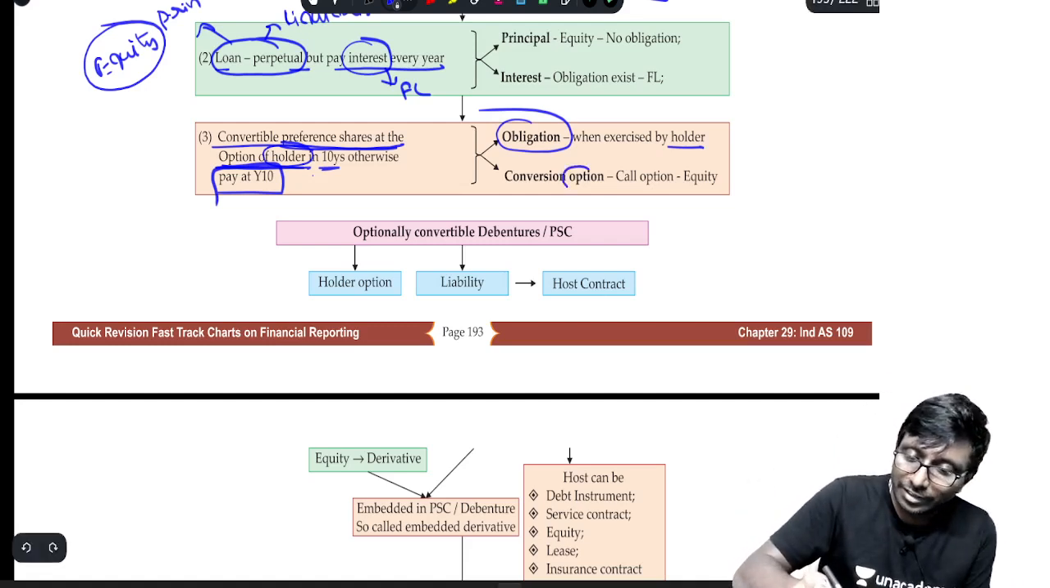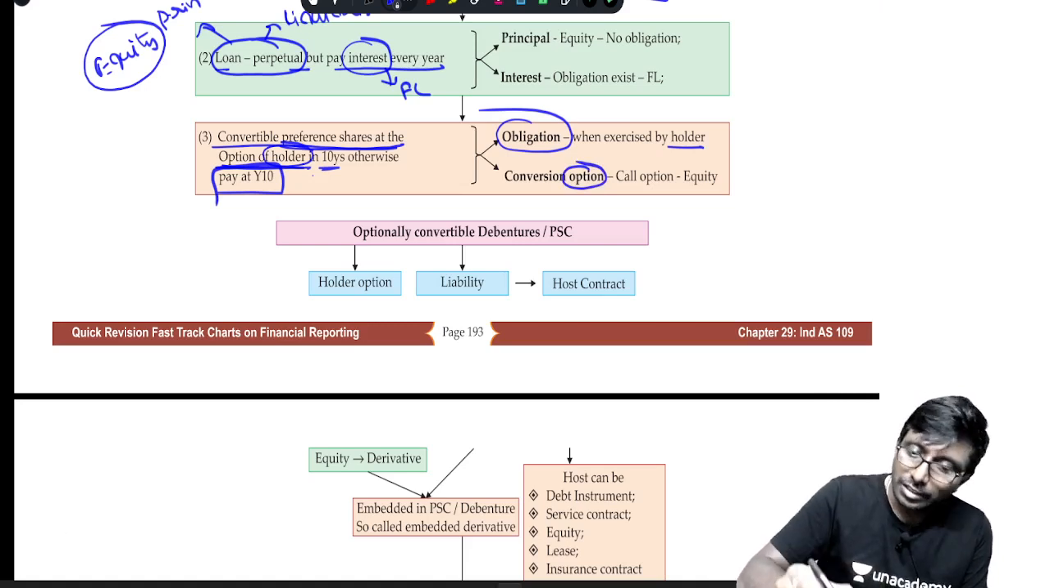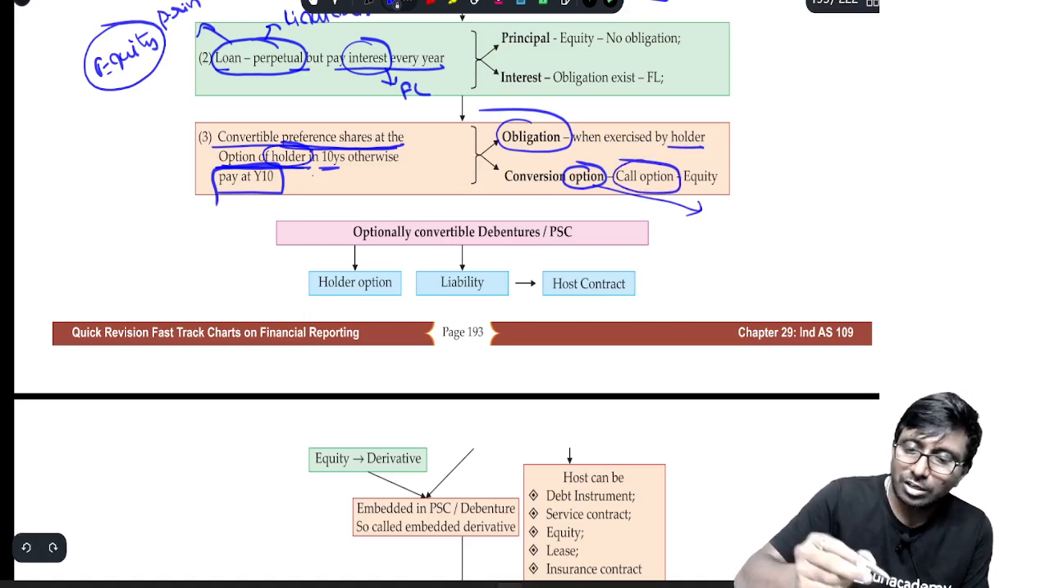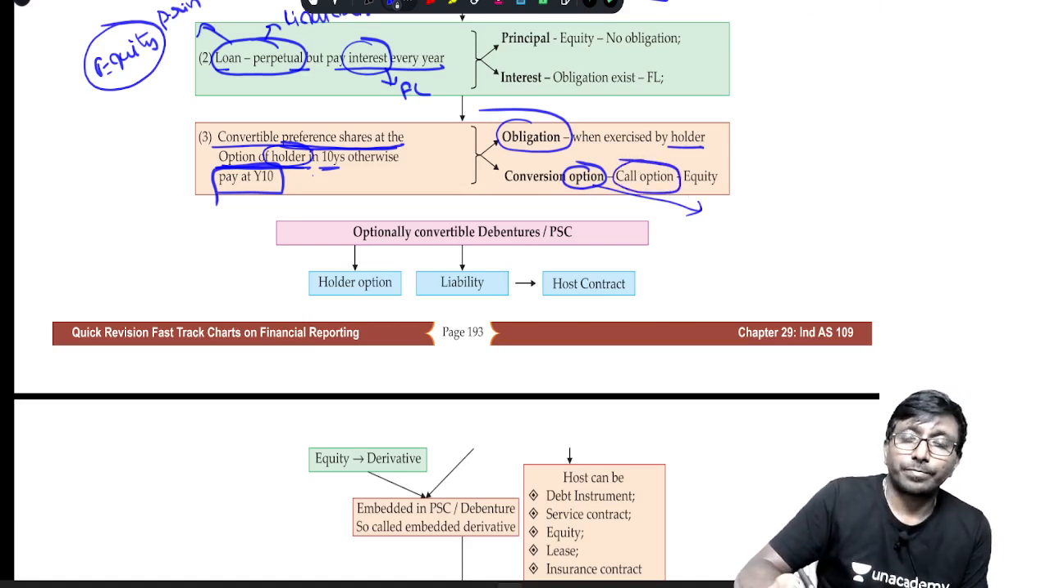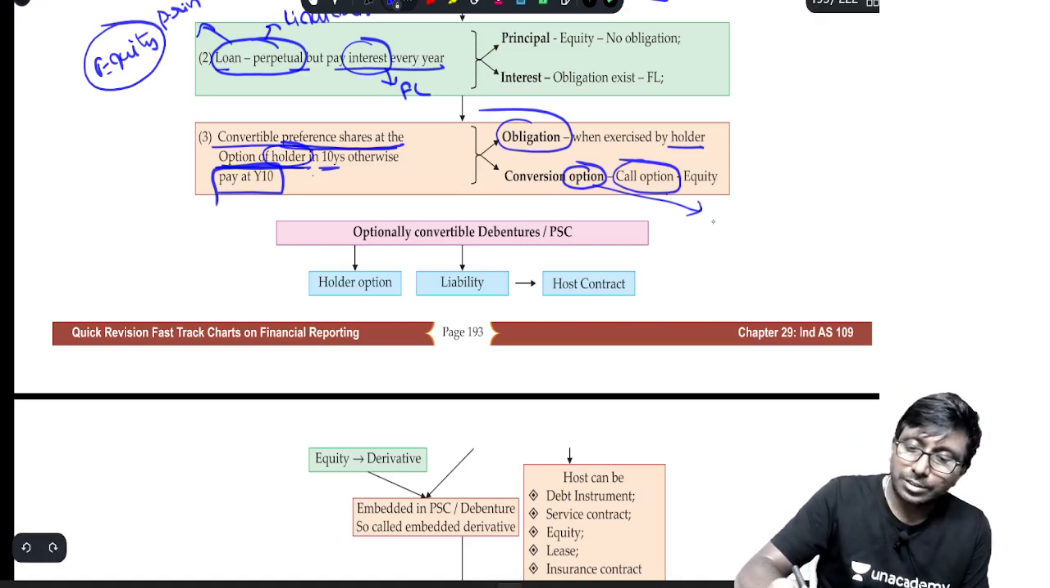But haven't we given an option? Yes, the convertible option. A convertible option is what is called a call option. Okay, it is a call option. When I say it is a call option, the company is what?